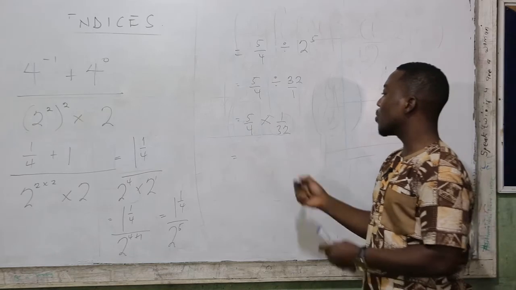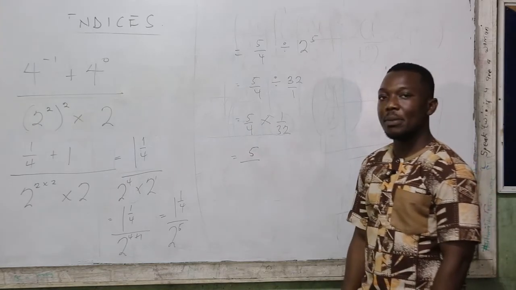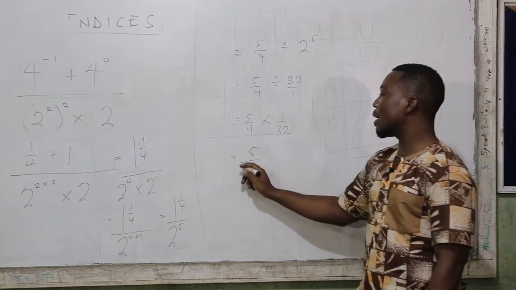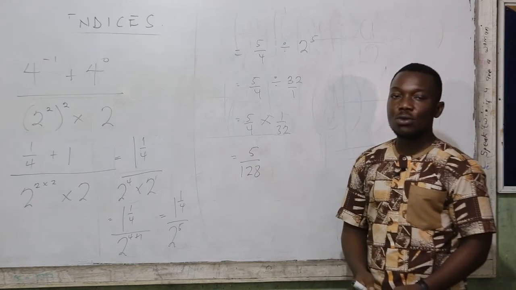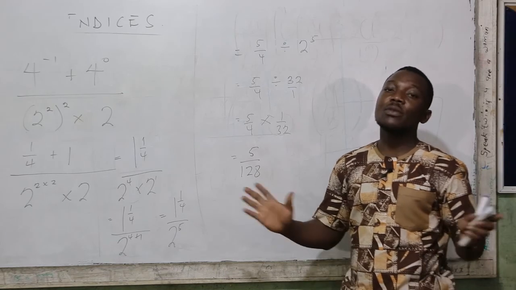5 times 1, we have 5 here. 4 times 32, let's take our time and multiply. 4 times 2, we have 8. 4 times 3, we have 12. So our final answer, we have 5 out of 128. I think we've come this far.